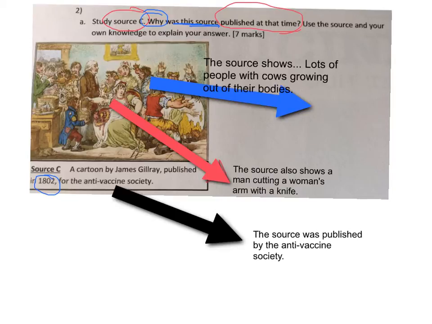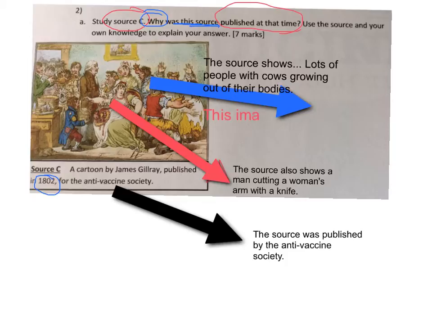So we've started by using the source in our answer. We said that the source shows that lots of people with cows growing out of their bodies. We said the source shows a man cutting a woman's arm with a knife, and the source was published by the Anti-Vaccine Society. So we've used the source, but we also need to use our own knowledge. So we're going to then take the second step now and use our own knowledge to explain why these things were published in 1802. So the source shows lots of people with cows growing out of their bodies.